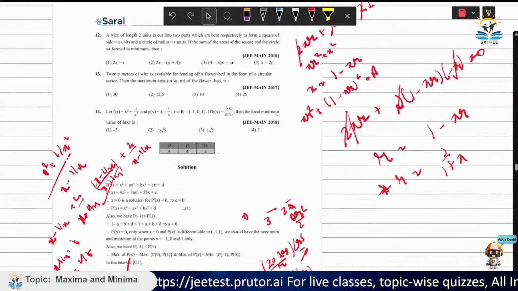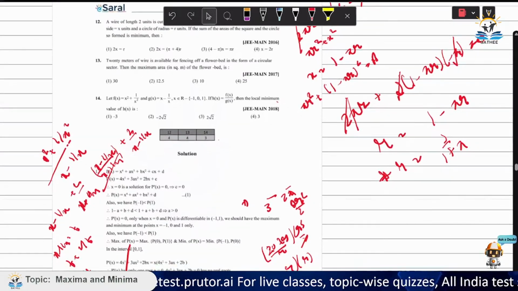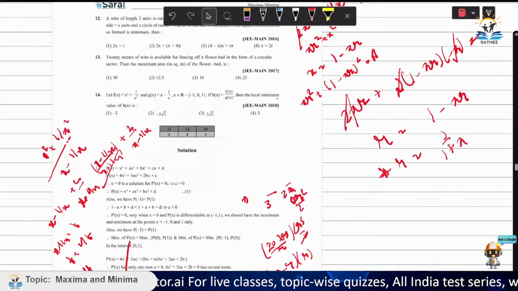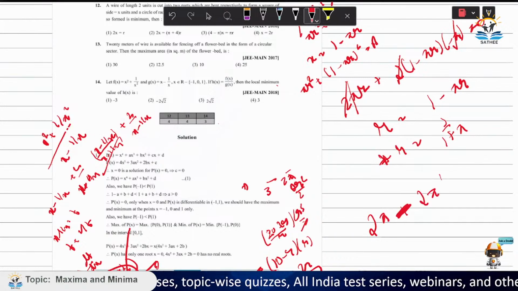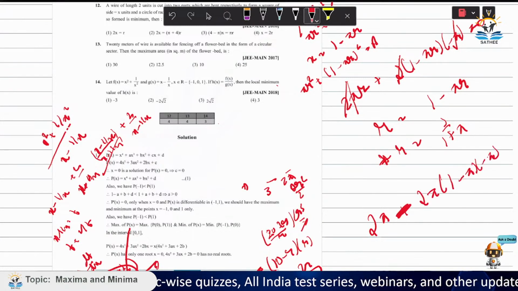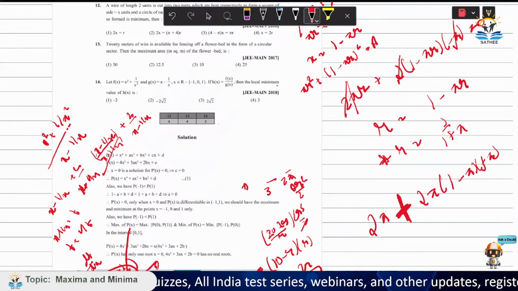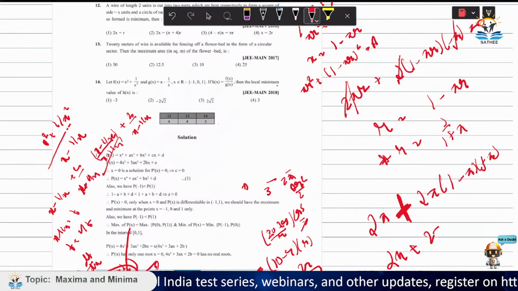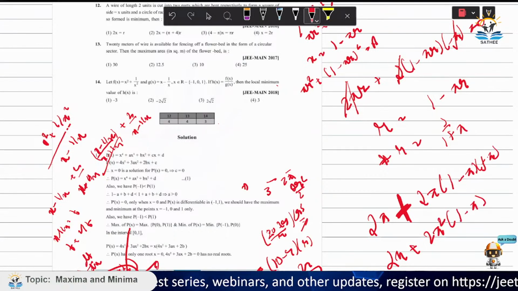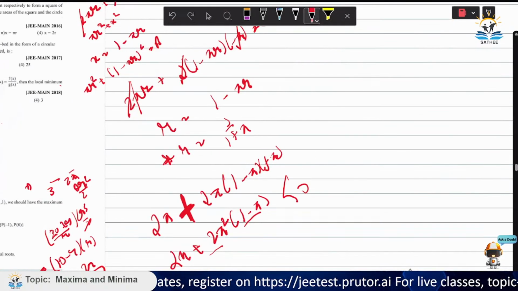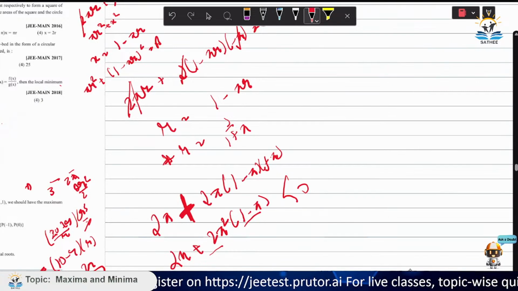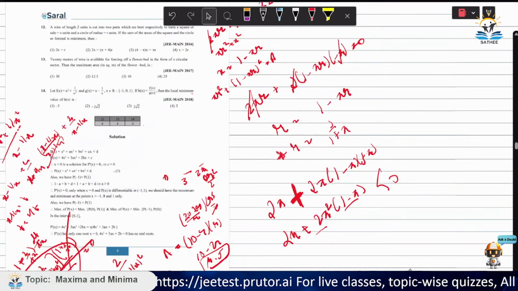And now taking a double derivative, we have 2 pi, minus 2 pi, and minus pi. So minus minus gets cancelled and we have 2 pi plus 2 pi square upon 1 minus pi. And I think this is a negative term. So it is always negative. So it is a problematic question, but I think this would suffice.